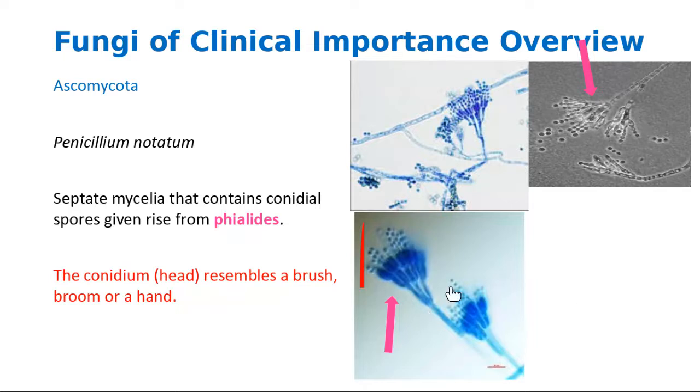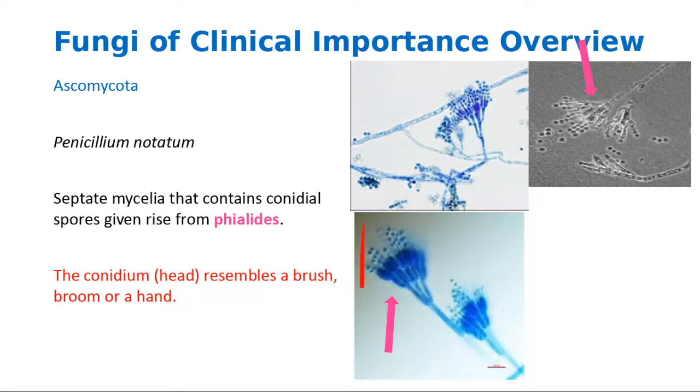The mycelia gives rise to these structures that are called phialides. The phialides are kind of, if you will, the hand. They're the phalanges of the hand. And then the phialides give rise to the conidiospores. Okay? Any questions?